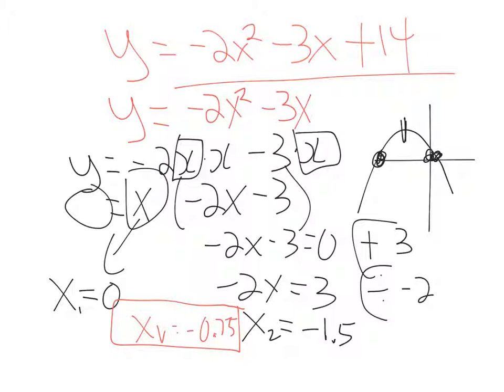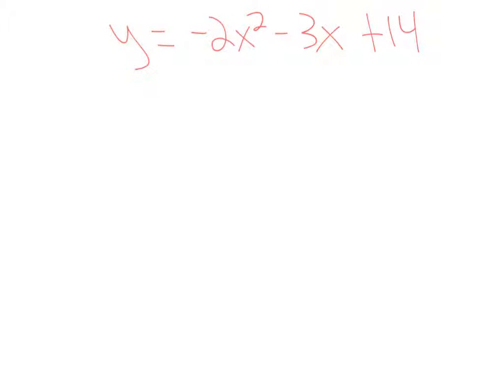So now we're going to go on to the next page here. So I know the x value of the vertex is negative 0.75. Now I can draw a sketch over here. So I know that's at negative 0.75. It's not a very good 5, is it?